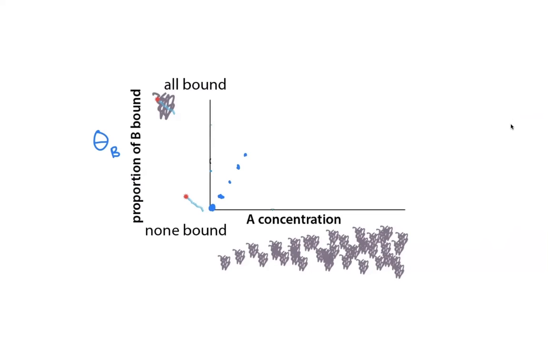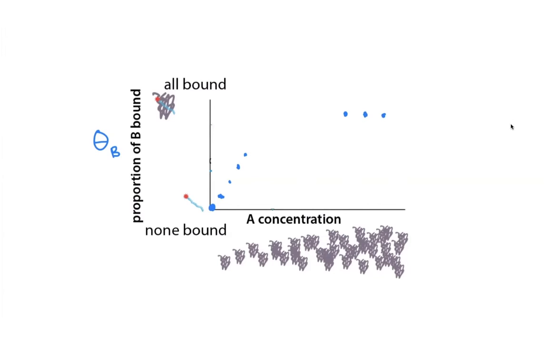But what happens if you end up with a lot of A? Well, now all your B is going to be saturated. So if you have a ton of A, you're going to saturate all of your B. And so you're going to be all bound. Even if you add more A, you're going to plateau out.